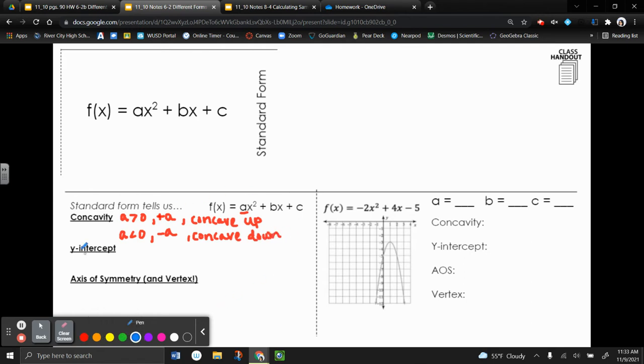The next characteristic we can easily get from standard form is our y-intercept. The value of c is going to give us our y-intercept. The reason that's the case is we know that at the y-intercept, the x value is 0. If we plug in 0 here and 0 here, we're multiplying by 0 in both cases, which eliminates the first and the second term, which means that the y value would have to be whatever the value of c is. So that's why the y-intercept is always the value of c.